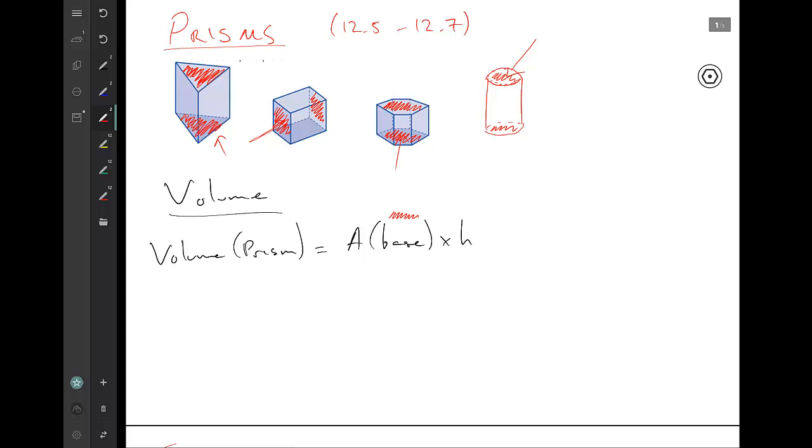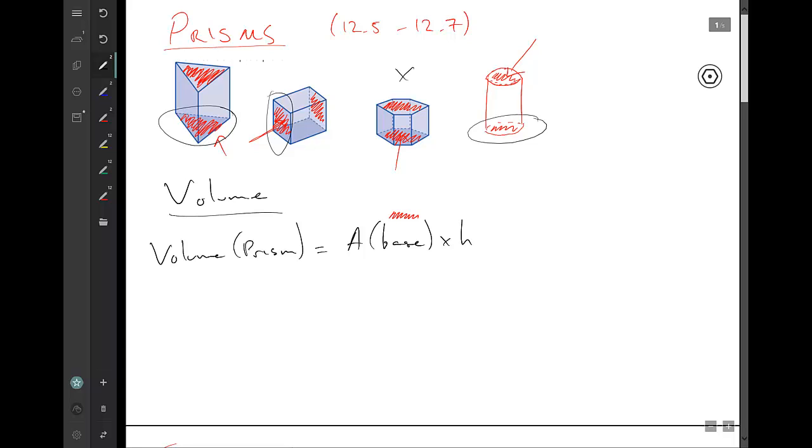Okay, so as a result, you just need to know how to calculate the area of a triangle, the area of a rectangle, and the area of a circle. You don't have to worry about the hexagon. So you guys already know how to do that. So there's actually no more work to be done for volume of a prism.